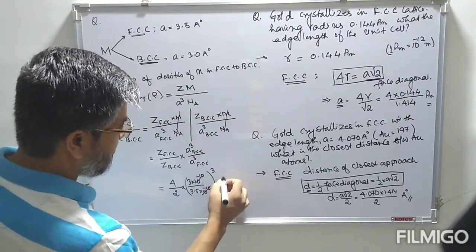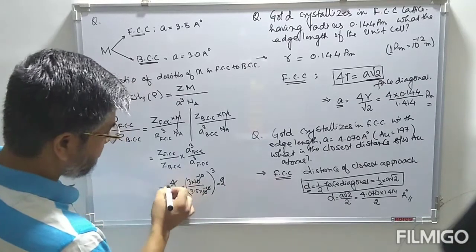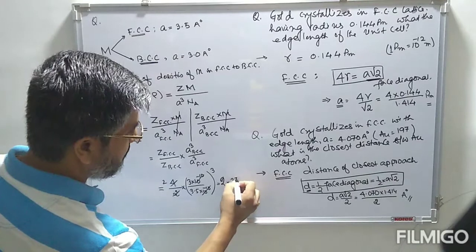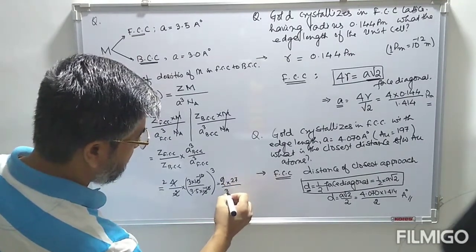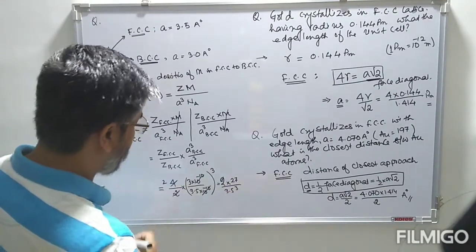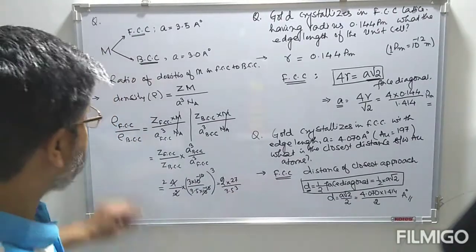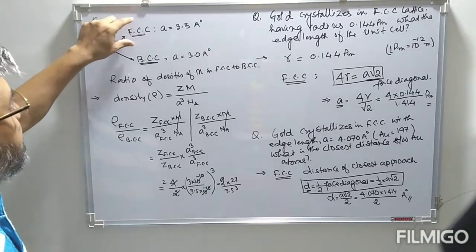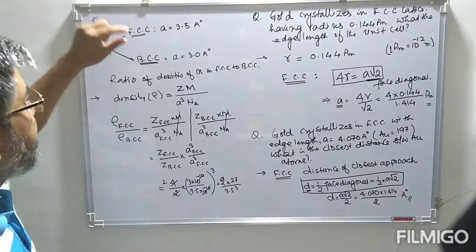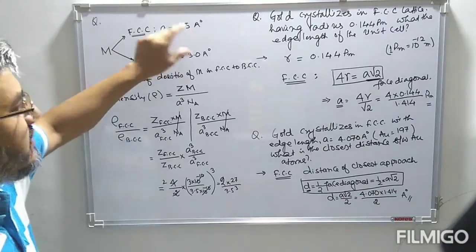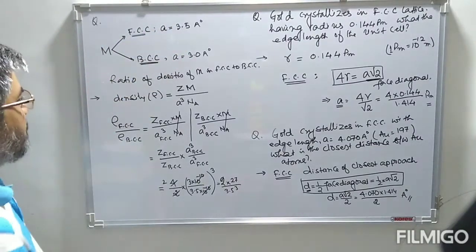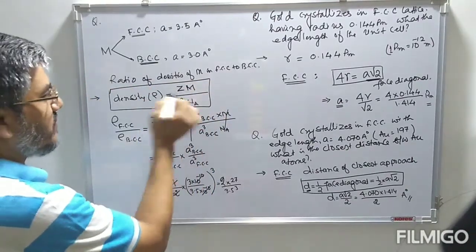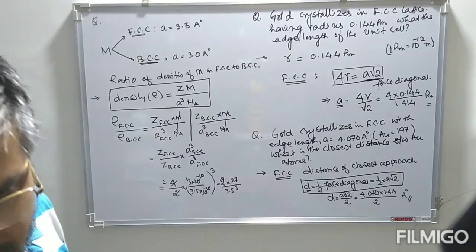So this comes out to be 2 into 3 cube, 27, divided by 3.5 cube. So this is the ratio of densities of the metal in which the metal crystallizes in FCC with edge length 3.5 as well as BCC with edge length 3. So the formula to be used is density equals Z M divided by A cube into Avogadro number.